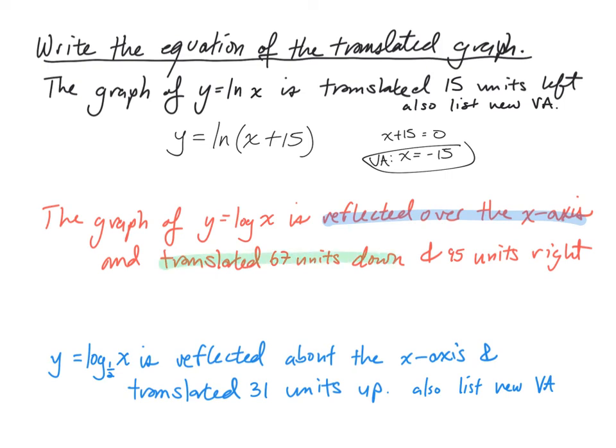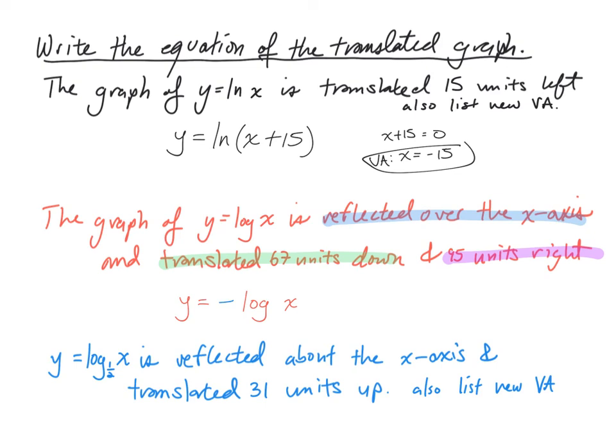translated 7 units down and 95 units right. Ooh, that's a lot. All right, so we have this here. What does that even mean? Well, that means we are going to have y equals log of x. And remember, if you just write down the parent function, you can more easily set up what you need to do for this exercise. Reflection over the x-axis is still a negative in front.